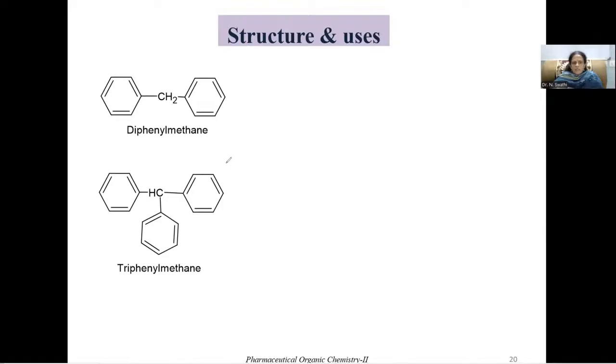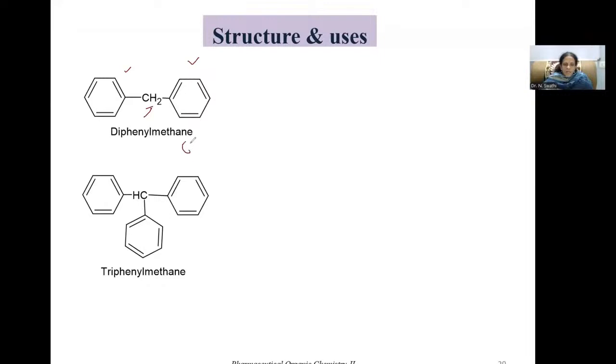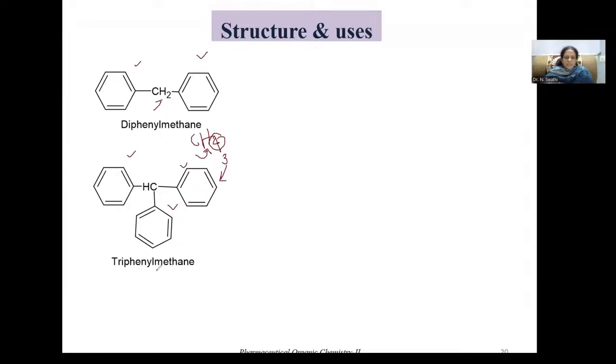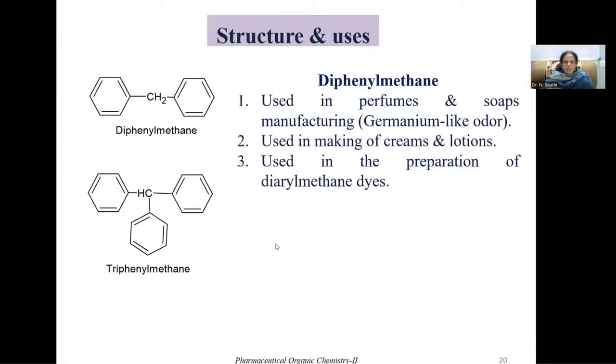So these are the structures of diphenyl methane and triphenyl methane. The first structure is diphenyl methane. Methane formula, as you are aware, is CH4. Out of the 4 hydrogens, 2 hydrogens of methane are replaced with phenyl groups. That is why it is known as diphenyl methane. Now coming to the other structure, triphenyl methane. Here also, out of the 4 hydrogens, 3 hydrogens of methane are replaced with phenyl groups. That is why it is named triphenyl methane.